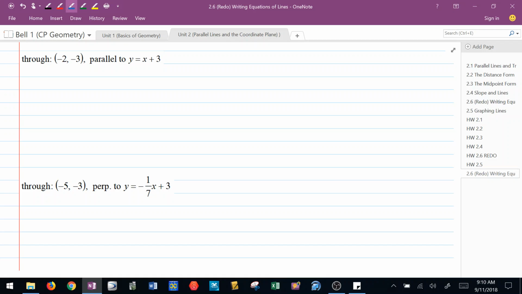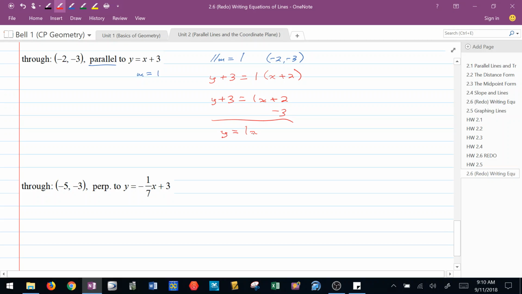All right, I recognize parallel. The given slope is 1. The parallel slope must also be 1. Slopes of parallel lines have to be the same. This new line has to go through the point negative 2, negative 3. Point-slope: y plus 3, minus negative, is equal to 1 times x plus 2, again minus negative. Distribute: y plus 3 equals 1x plus 2. Move the 3 over. Y equals 1x minus 1.